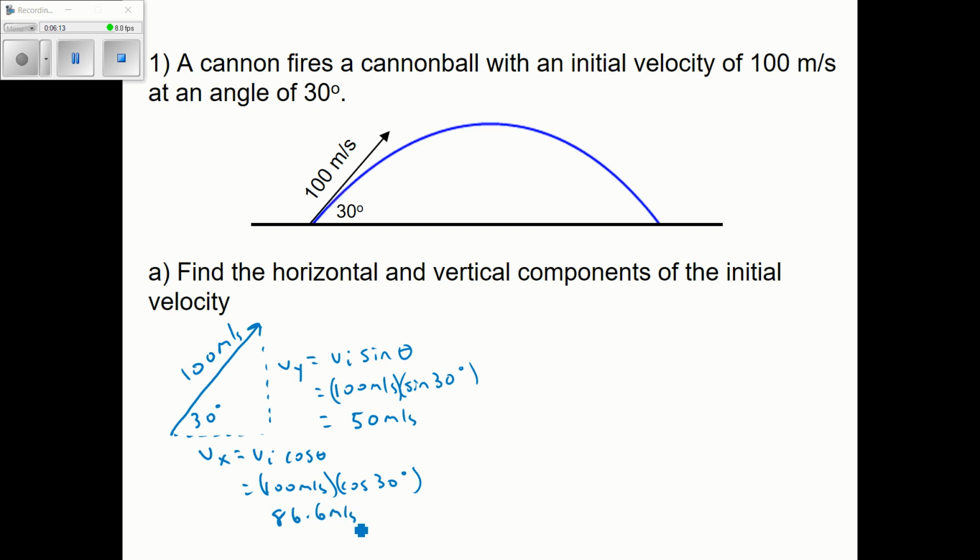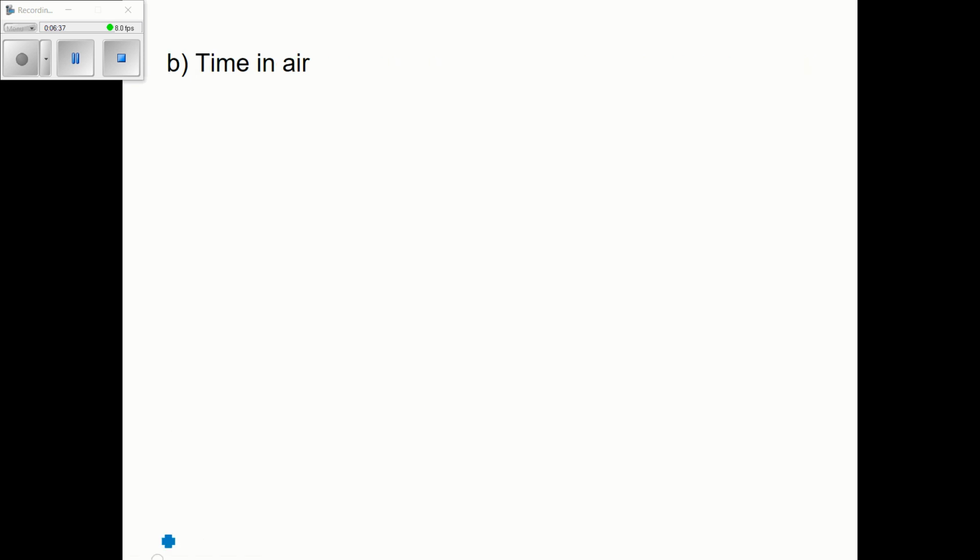meters per second. Now, one extremely important item here is that when we do these problems, once we break the velocity up into parts, the x part and the y part, we're not going to use this velocity and angle anymore. So that's really important. The next couple of problems we're going to do, you just use the parts, not the velocity at the angle. And that's the most important step in these. Now, time in the air.